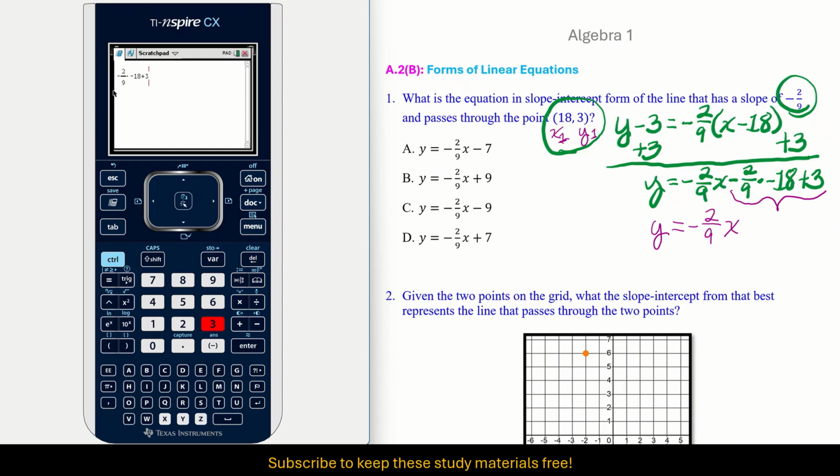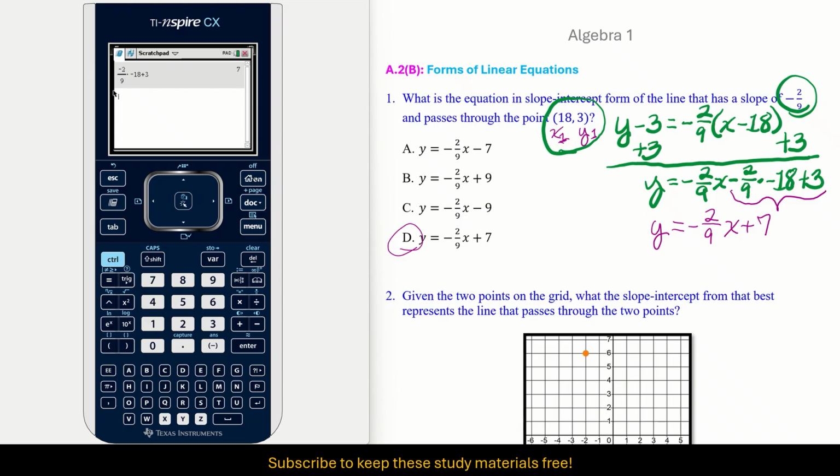Now push enter. Actually, we only need to push enter once, and it's 7. So the value we need is plus 7. And that gives us option D. But we also need to verify that, okay? All right, so what do we do?